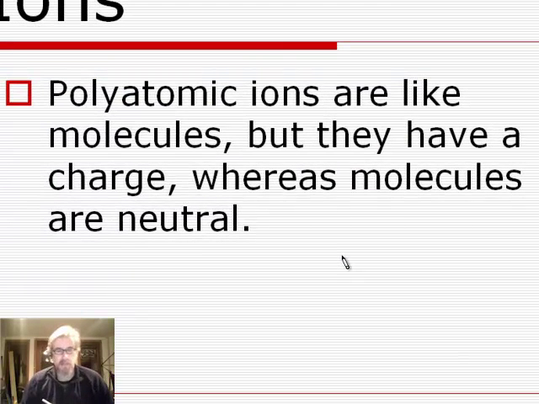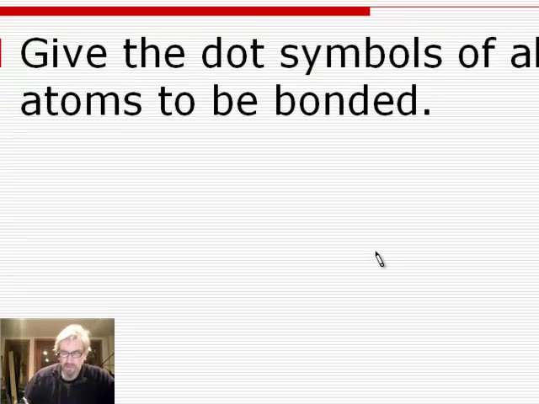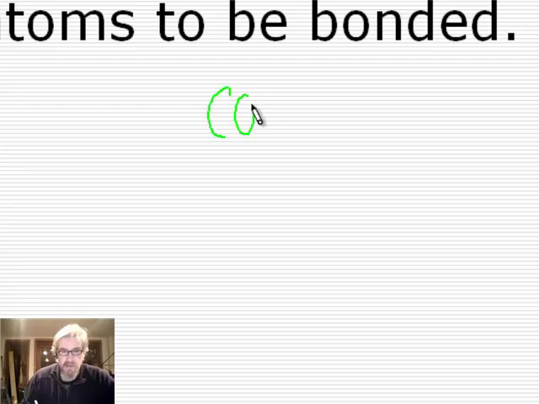Polyatomic ions are a lot like molecules because they're covalently bonded together, but they have a charge, whereas molecules are neutral. So since these polyatomic ions are like molecules, we should be able to draw Lewis structures for them as well. So here are the rules for drawing Lewis structures for polyatomic ions. The first thing to do is give the dot symbols of all the atoms to be bonded, just like you normally would do. Let's say I had the ion carbonate, CO3 2-.